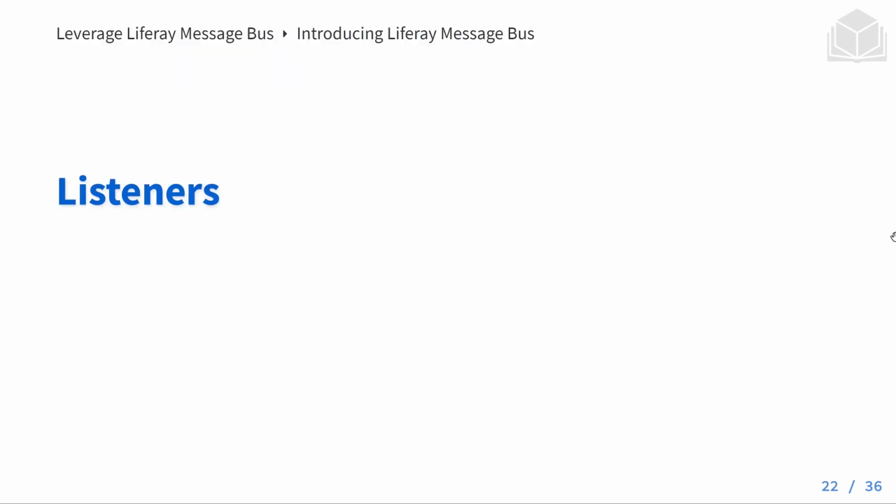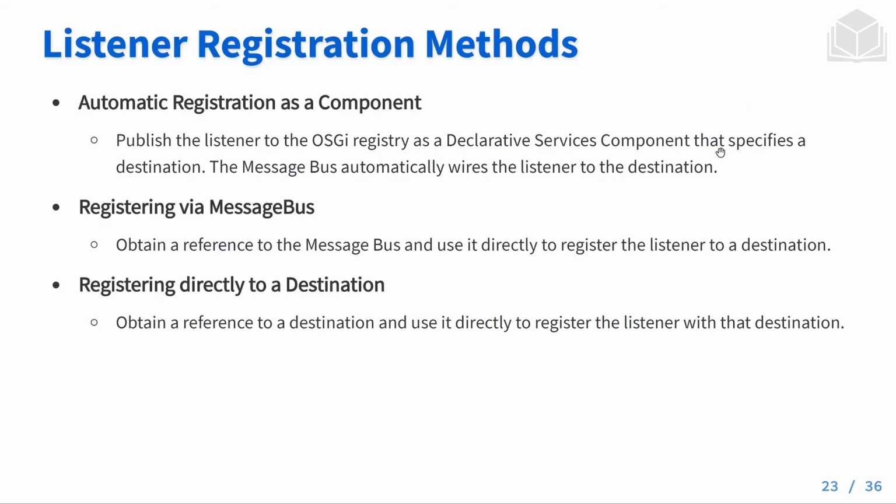The third portion that we have is listeners. So we have three different kinds of listener registration methods. The first one is automatic registration as a component. This allows us to publish the listener to the OSGi registry as a Declarative Services component that specifies a destination. The message bus automatically wires the listener to that destination.